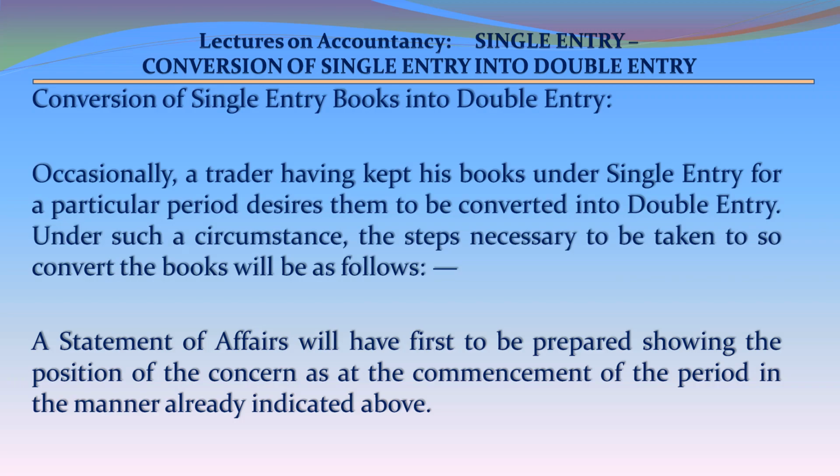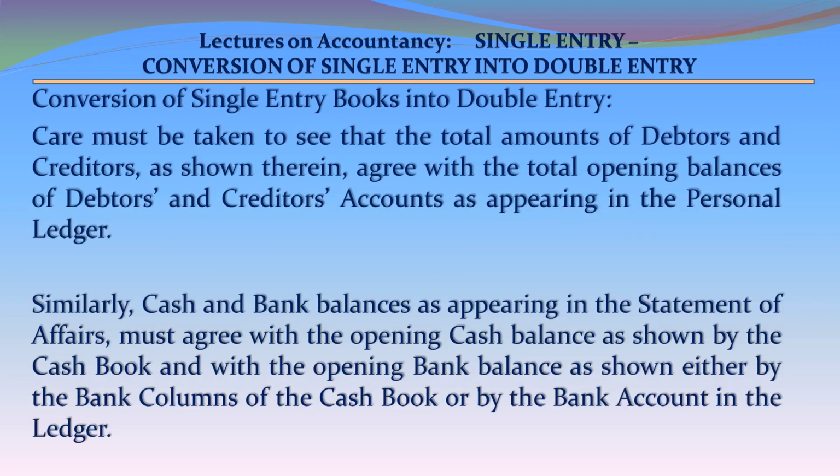A statement of affairs will have first to be prepared showing the position of the concern as at the commencement of the period. Care must be taken to see that the total amounts of debtors and creditors as shown therein agree with the total opening balances of debtors and creditors accounts as appear in the personal ledger. Similarly, cash and bank balances as appearing in the statement of affairs must agree with the opening cash balance as shown by the cash book and with the opening balance as shown either by the bank columns of the cash book or by the bank account in the ledger.